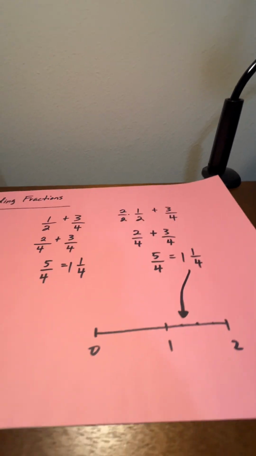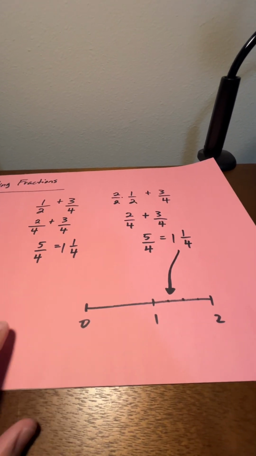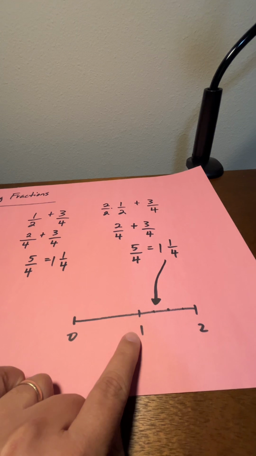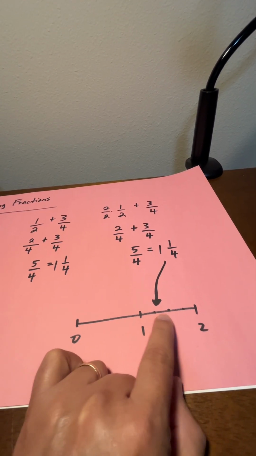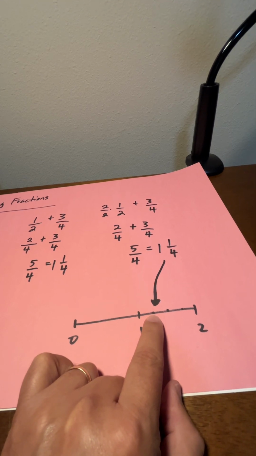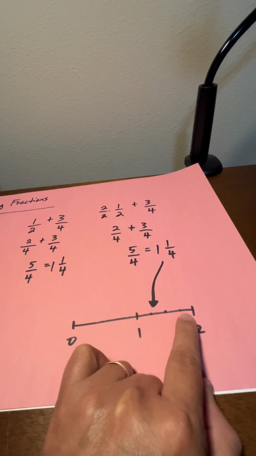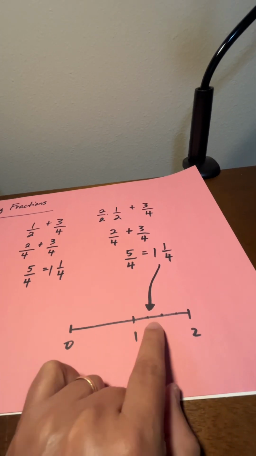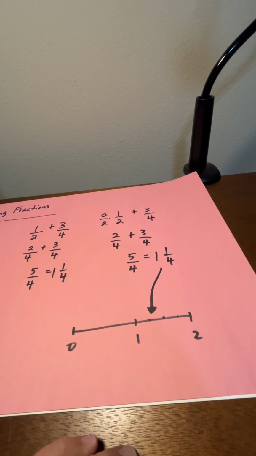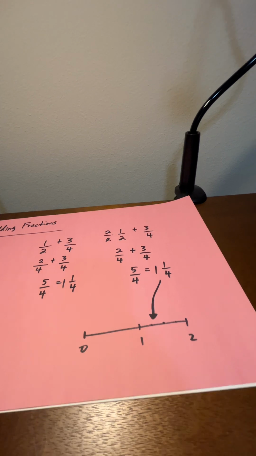And by the way, let's have a little bit of number sense here. Here's 0, here's 1, here's 2. This is halfway between 1 and 2. This is a quarter of the way between 1 and 2, and this is 3/4 of the way. So 1 1/4 is about right there. So 1 1/4, that's how big 5/4 is. So this is a little bit about adding fractions.